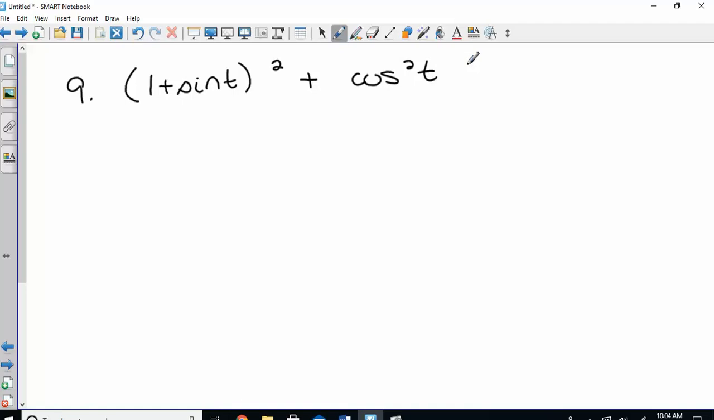Alright. What are your thoughts? Anybody can pipe up. What would we do first? Distribute. We need that first (1 plus sine t) squared. You have to think about writing it twice and FOILing.